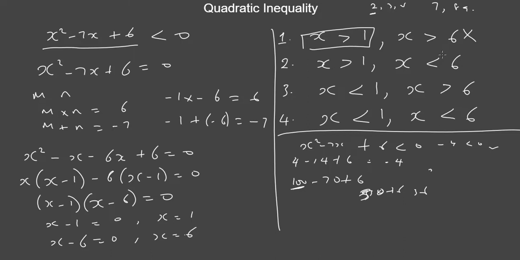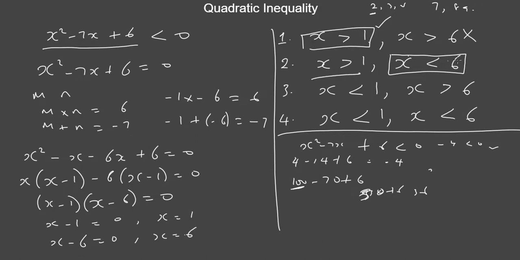So you just combine, you just look for the one that has these two. If you check closely, x greater than 1 is here, x less than 6 is here. So this becomes the right option. So we can simply say that x is greater than 1 and x is less than 6.